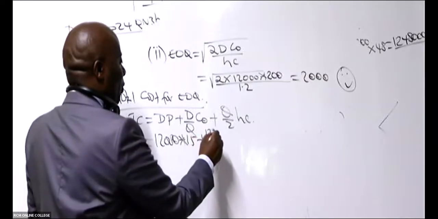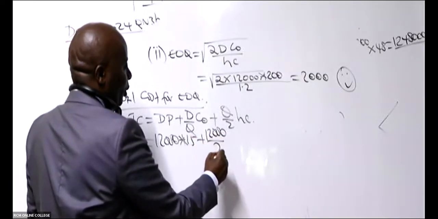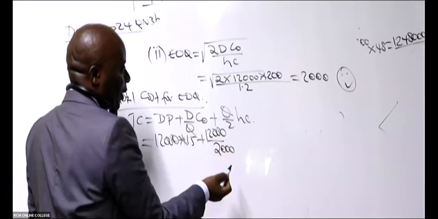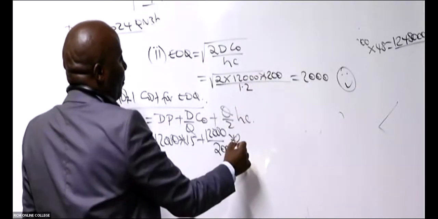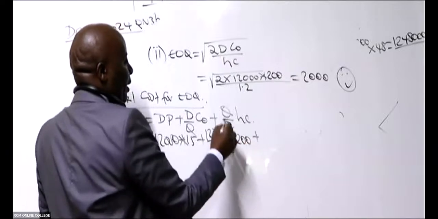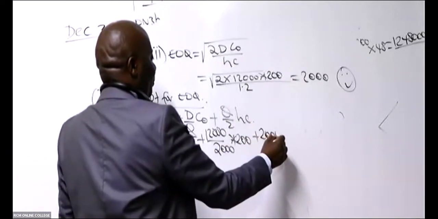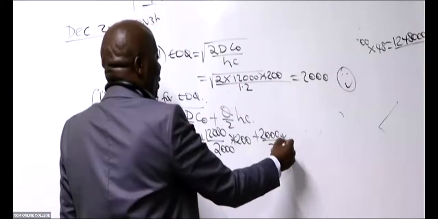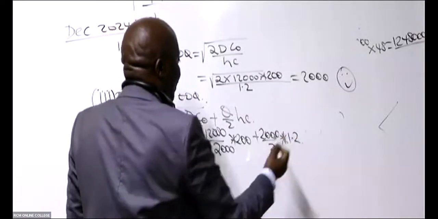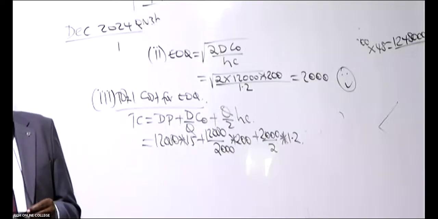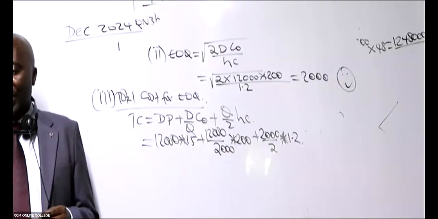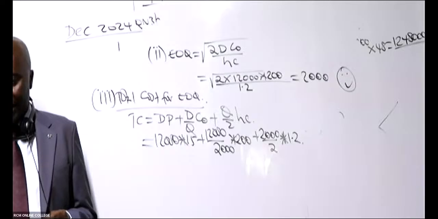So 12,000 divided by the Q, you guys got 2,000, isn't it? Times Co, which is 200, plus this Q, the EOQ, over 2 times the holding cost. If I remember very well, you guys had given me 1.2. So then at the end of the day, we shall end up getting something.